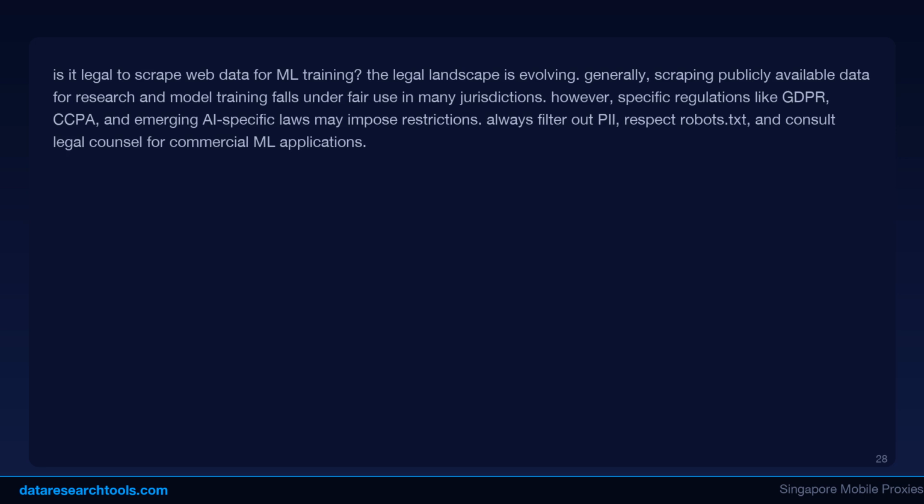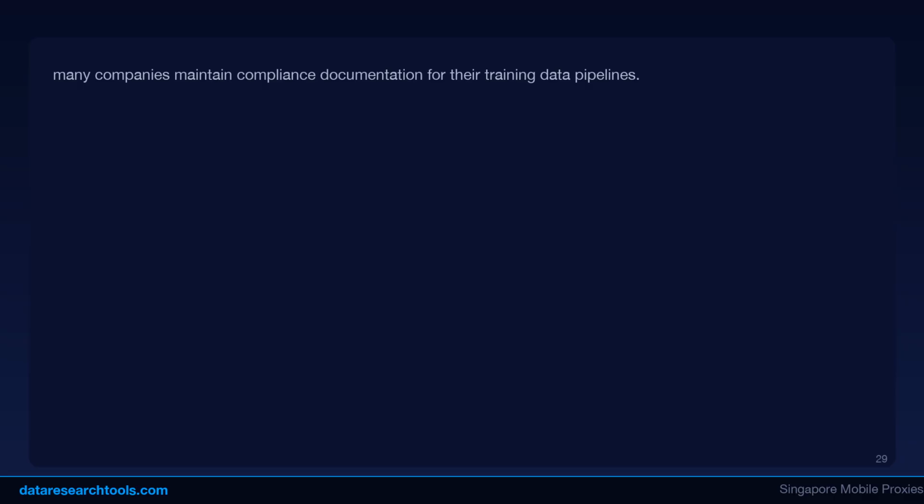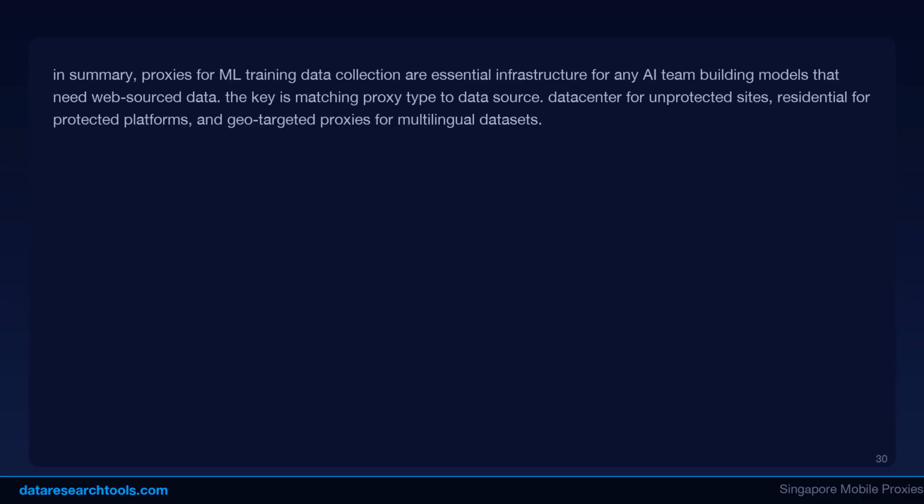Which proxy provider is best for ML data collection? For high volume work, Bright Data and Oxylabs offer the largest proxy pools and best infrastructure for sustained high throughput collection. For budget-conscious projects, IPRoyal and Smartproxy offer good value at moderate volumes.